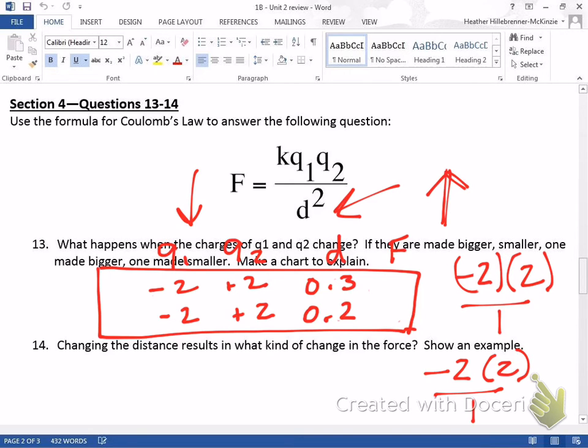Yeah, so let's go ahead and throw these in and see what happens. Go ahead and put this in your calculator. Don't forget you have to do what to your 0.3? You got to square that number. And what do you have to do to your 0.2? You also have to square that, right? All right, so what do you guys see? What's your force there?